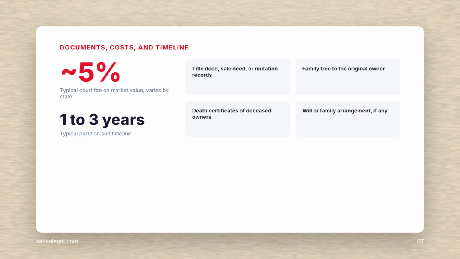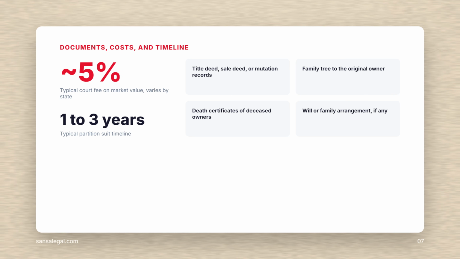You will need the property documents, title deed, sale deed, or mutation records, a family tree establishing your relationship to the original owner, death certificates of deceased owners, and any will or family arrangement documents that exist.